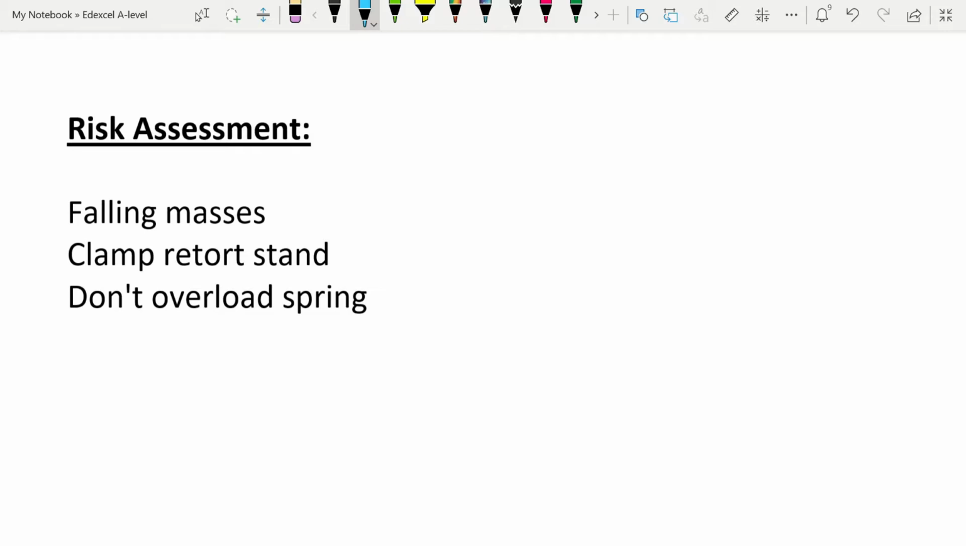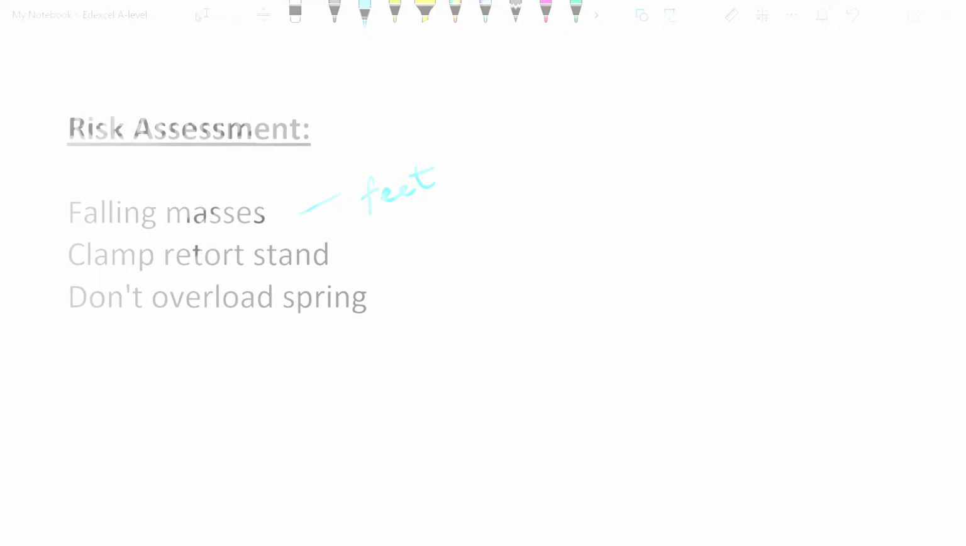There's a bit of a risk assessment that goes along with this. You obviously have to look after your feet and make sure that the masses don't fall off the spring onto your feet. You'd be advised to clamp the retort stand with a G-clamp to the bench as well, because as the masses increase, you're going to get some turning effect and it might fall over. And the third thing they say, it's not quite a risk assessment, but don't overload the spring. If you overload the spring, you may go past its elastic limit and the experiment will become invalid.